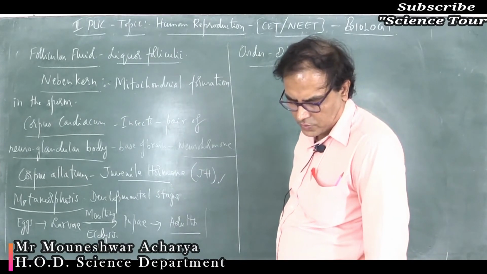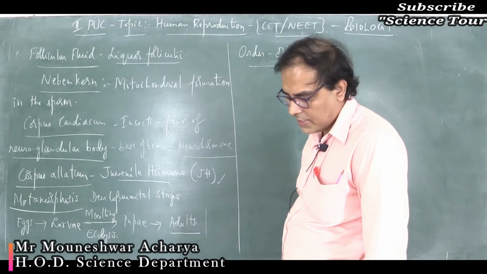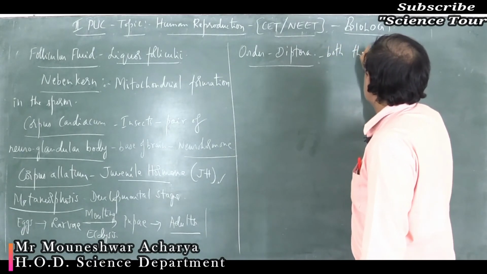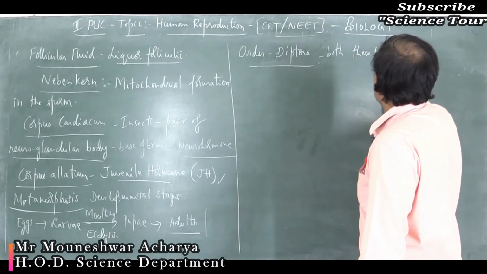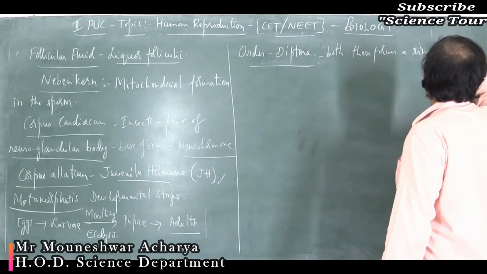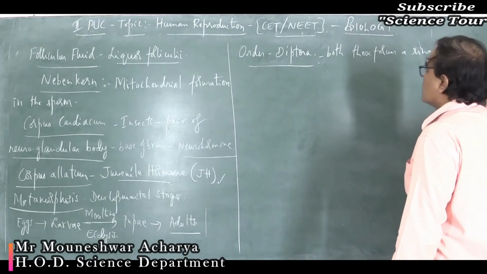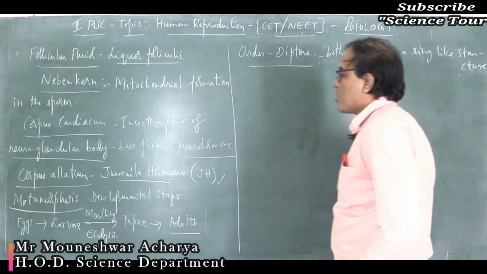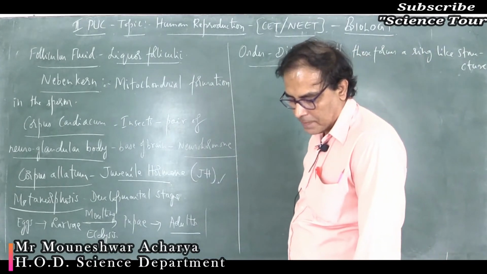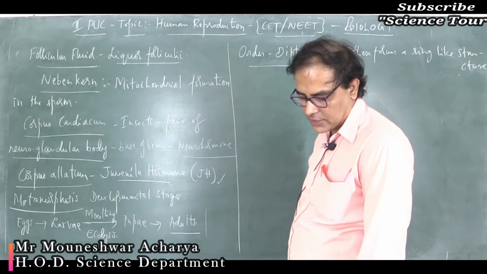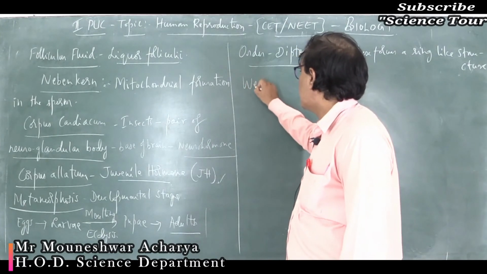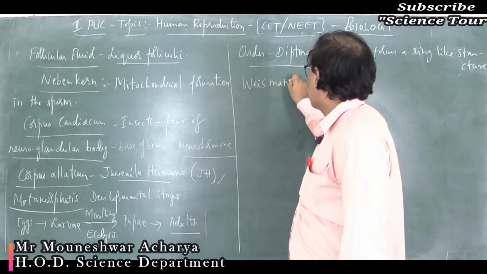Okay. So both these form a ring-like structure. Both this corpus cardiacum and corpus allatum form a fused ring-like structure, and that is called Weismann's ring.